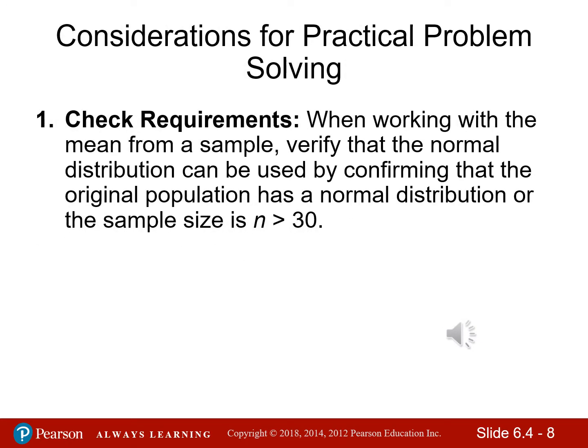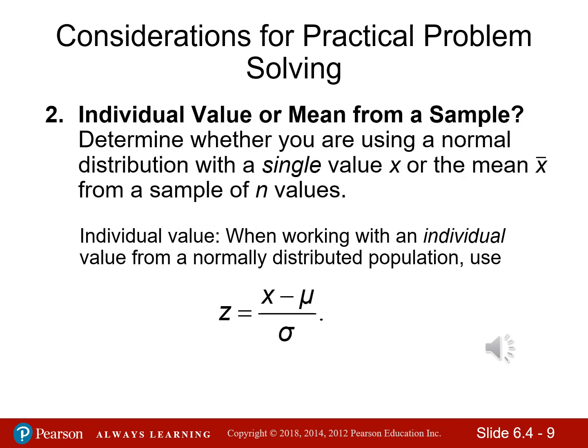So when we're working with a sample, we want to check some requirements. First, when working with a mean from a sample, verify that the normal distribution can be used by confirming that the original population has a normal distribution or that our sample size is greater than 30. And second, we want to determine if we're using an individual value or a mean from a sample. We want to determine whether we are using a normal distribution with a single value of x or the mean x bar from a sample of size n.